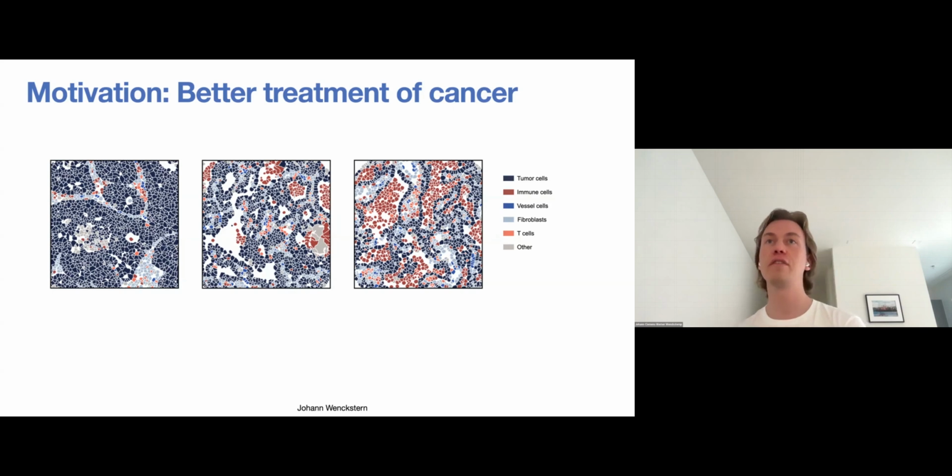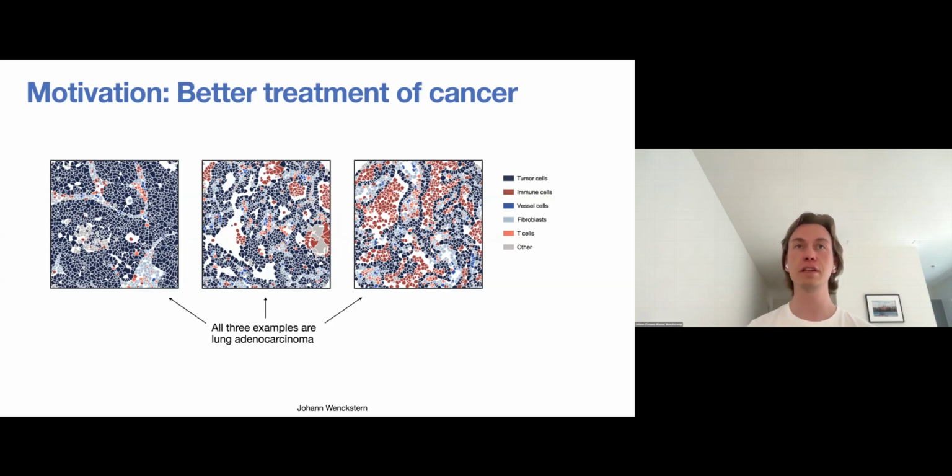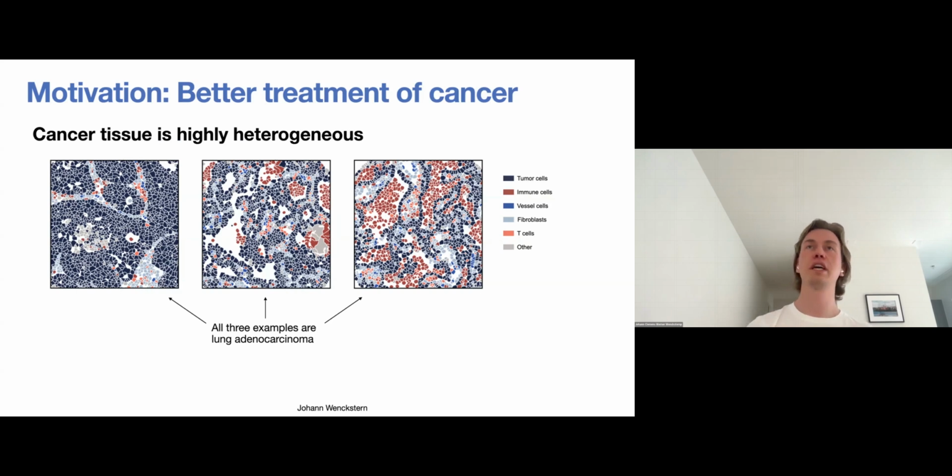Whereas on the right side, you see much higher infiltration with immune cells and T cells and a much more immune active tumor. And what this is supposed to show is that even though these tumors are the same cancer type, they vary substantially. And this heterogeneity in terms of spatial architecture matters. It has been shown in the last years that tumor development is not only driven by the genetics of the individual tumor cells and interior mechanisms of a tumor cell, but by the complex microenvironment and interaction of tumor cells and structures around it, such as fibroblasts, vessels, or immune cells in the immune microenvironment.